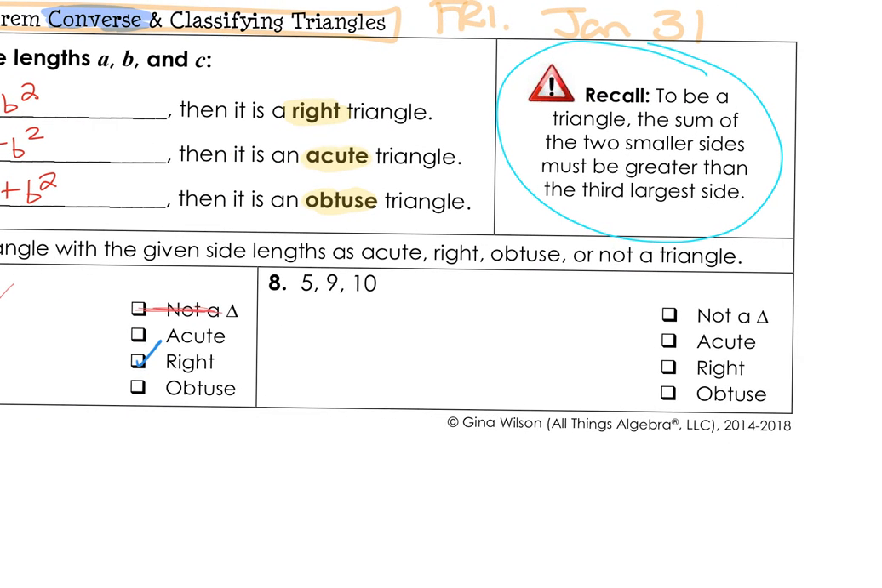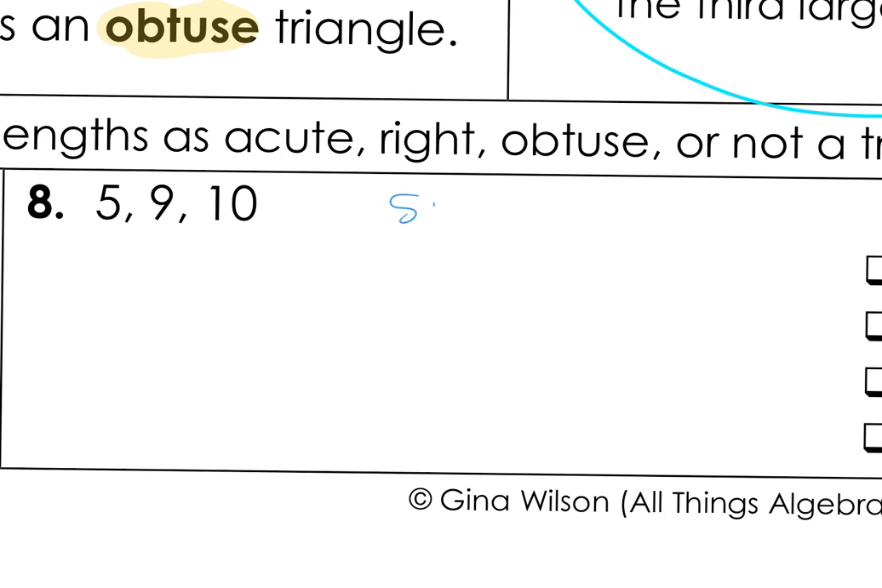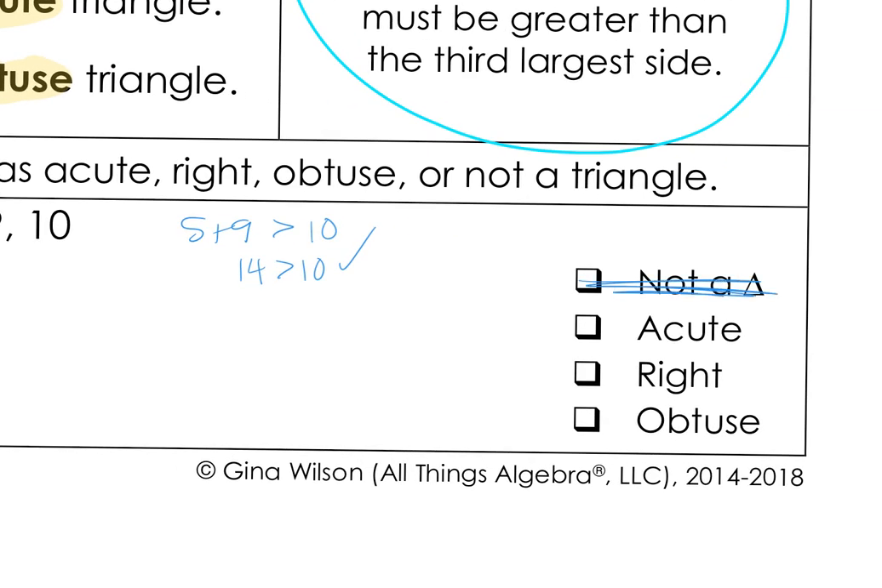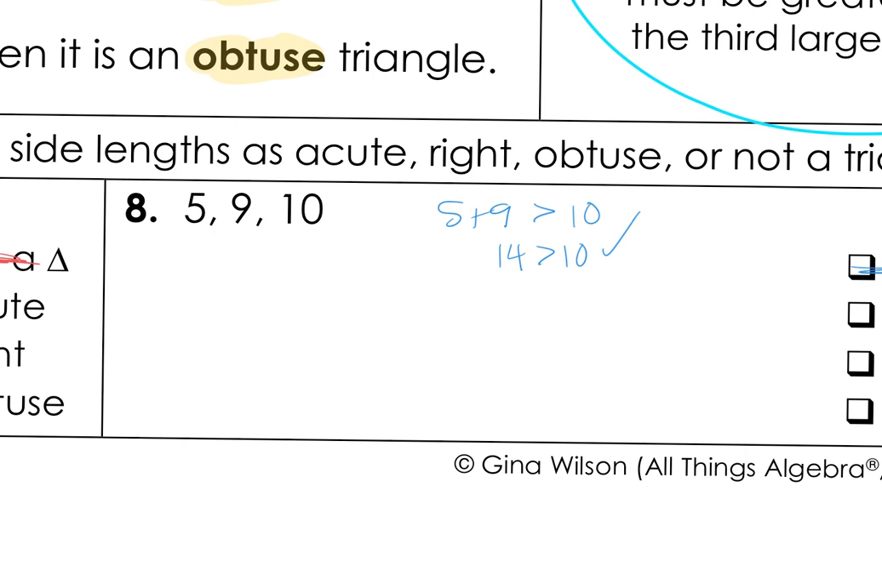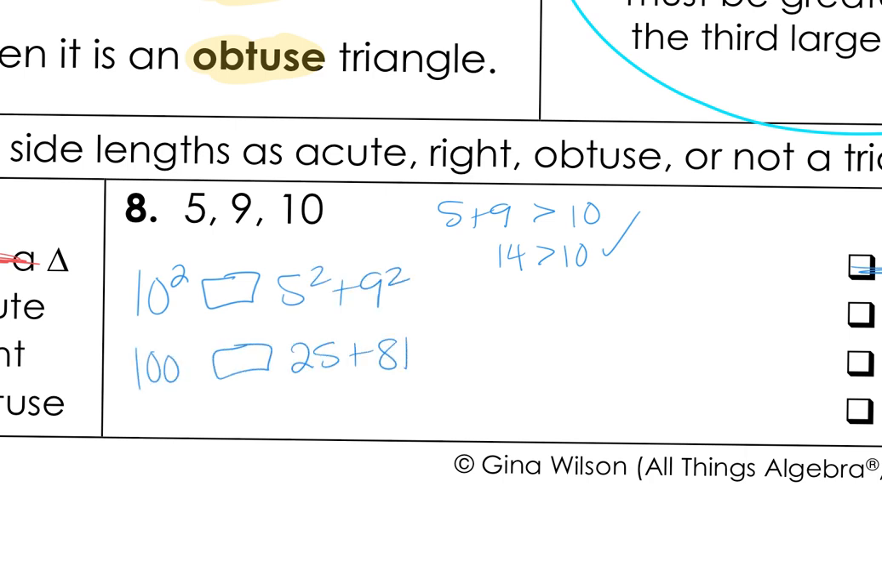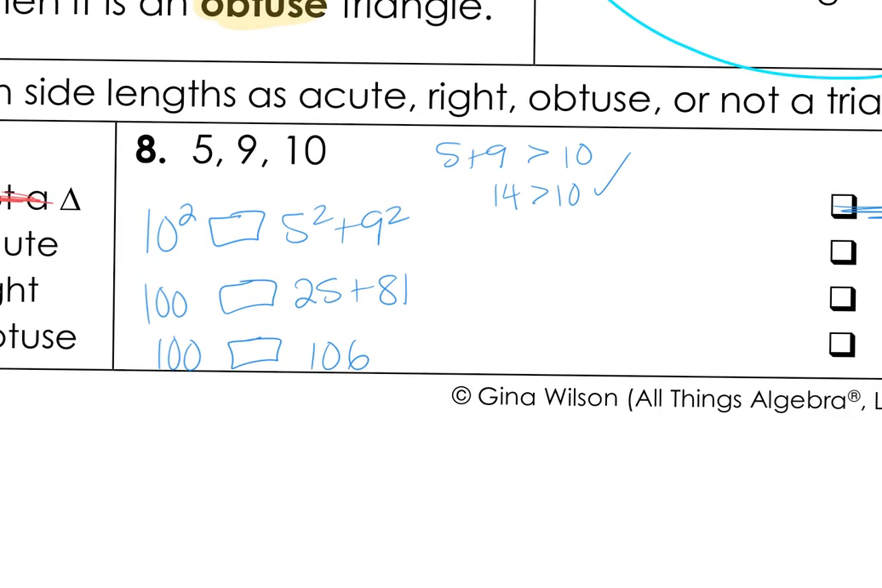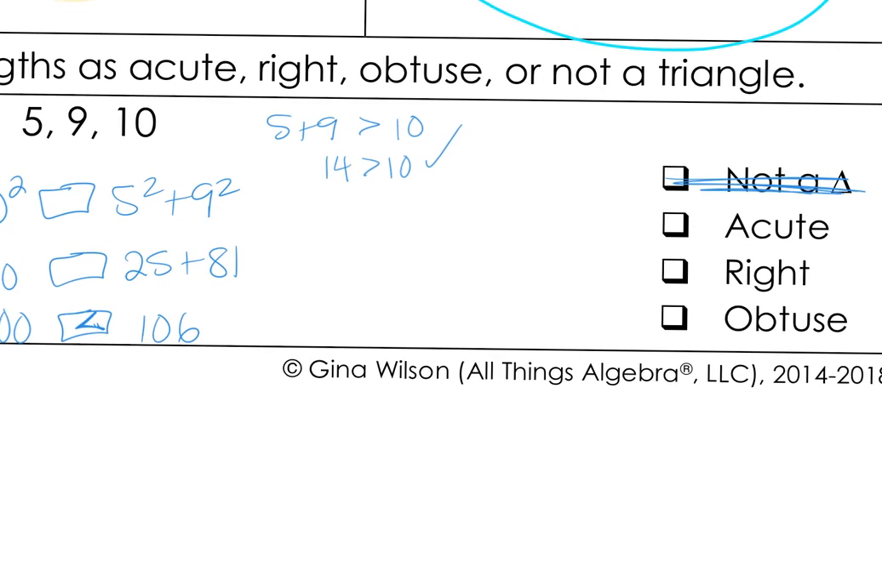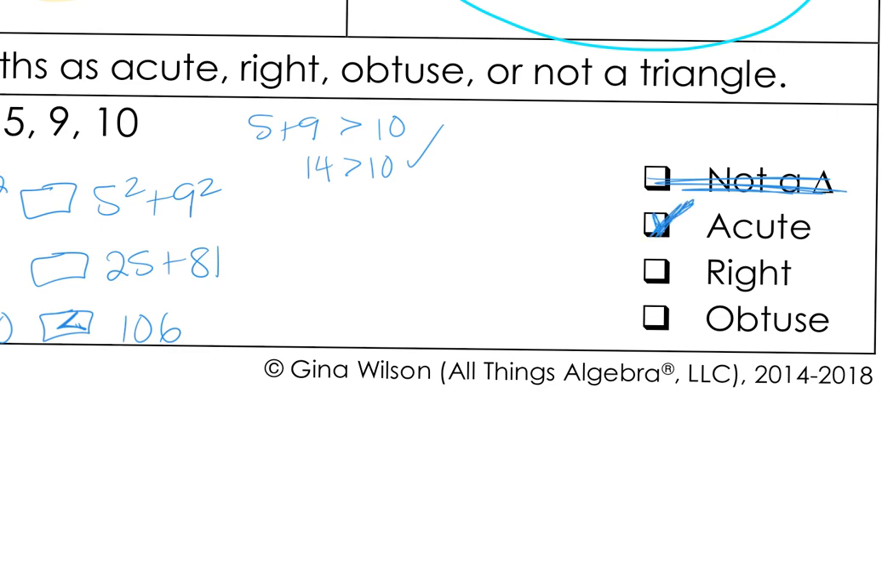So for number 8, again, first thing I want to check is, could this actually make a triangle? 5 plus 9, that's 14. 14 is bigger than 10. So I'm going to get rid of not a triangle. And now I have to classify it. Lainey, what'd you say for this one? 5 squared plus 9 squared. Yeah, you've got 25 and 81. So you get 106, and 10 squared is 100. 100 is less than 106. So this guy should be acute, okay?